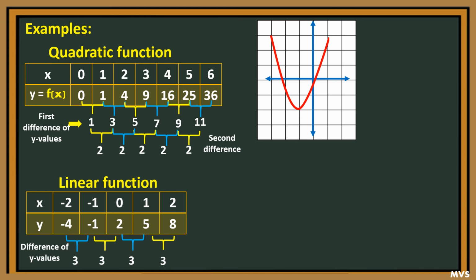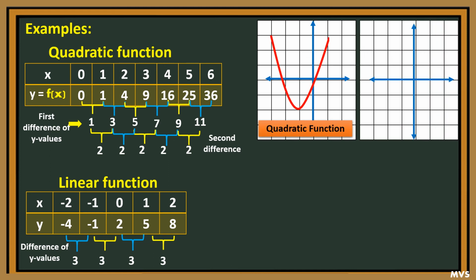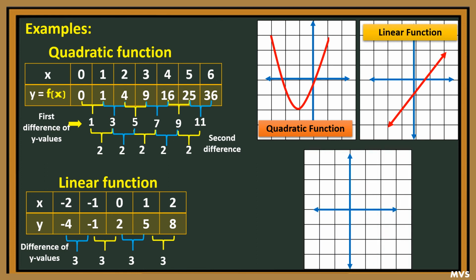Let's have the graph. So this is an example of quadratic function. We call it the parabola. Another, this is not an example of quadratic function. This is linear function. And the last, this graph is not quadratic function. It is not also linear function.